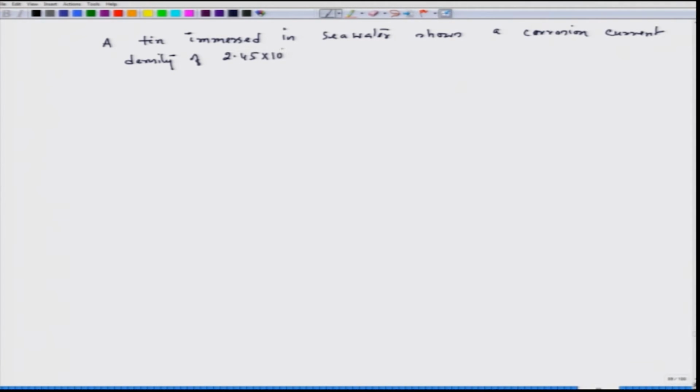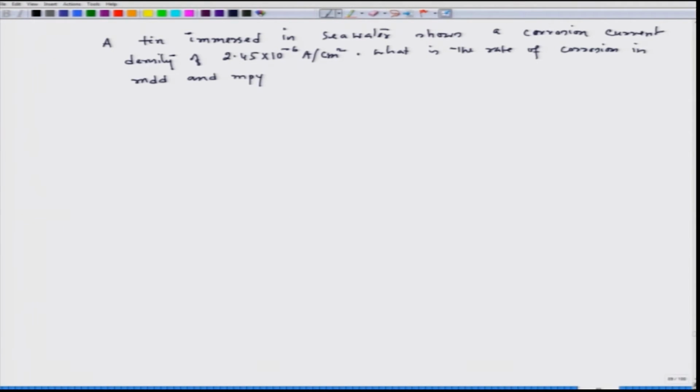So, the first problem, let's say a tin immersed in seawater shows a corrosion current density of 2.45 into 10 to the power minus 6 ampere per centimeter square. What is the rate of corrosion in MDD and MPY?